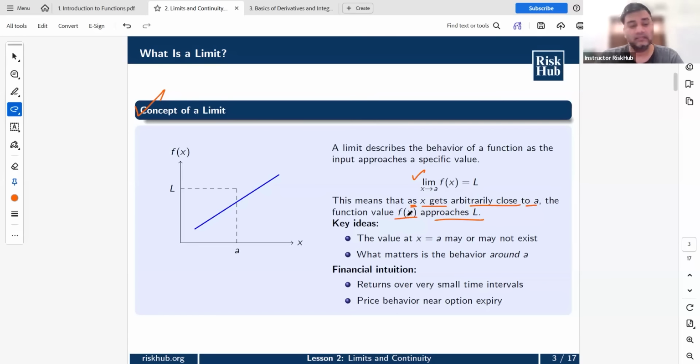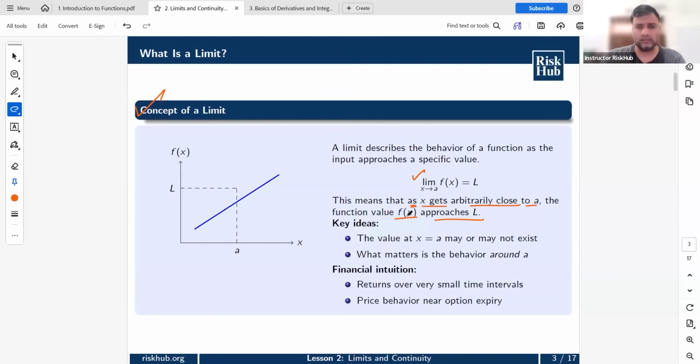Now, what is the key idea here? The key idea is the function does not need to equal L exactly. It only needs to approach L. The function doesn't need to equal L exactly, it only needs to approach L. And this idea is very powerful.